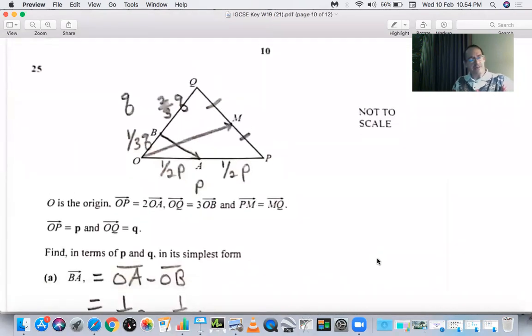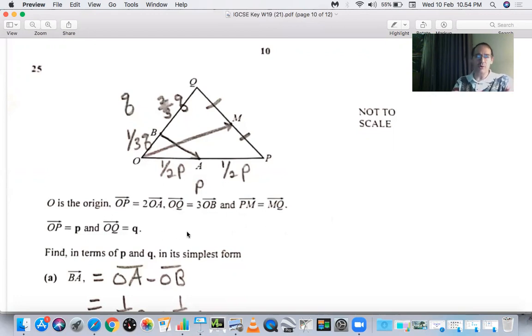Here, question 25, we have a vector diagram, and we need to carefully, if you notice on your paper, all of this writing isn't there. You just see this outer triangle here. So we need to look through the information.